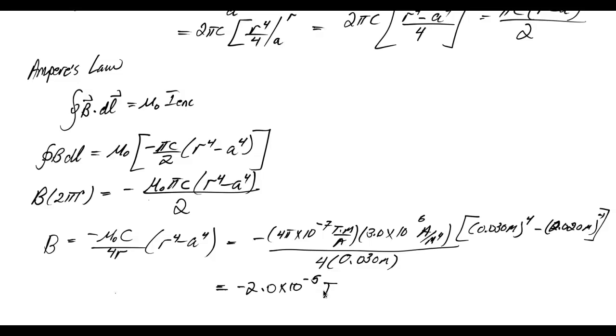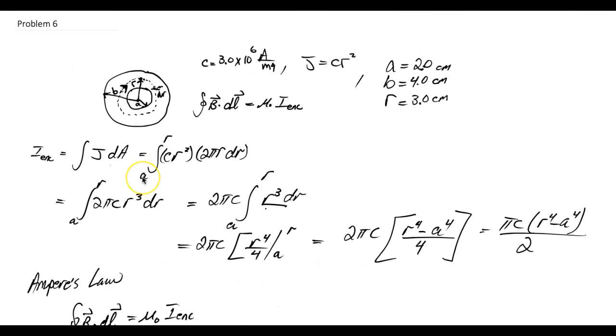And its magnitude is 2.0 times 10 to the negative 5th Tesla, as we said. So if this minus sign is confusing, you can just ignore it and treat this as a positive throughout, and you'll be fine as well. Because we arbitrarily picked the direction to be clockwise, we could have done it counterclockwise and gotten the same answer.